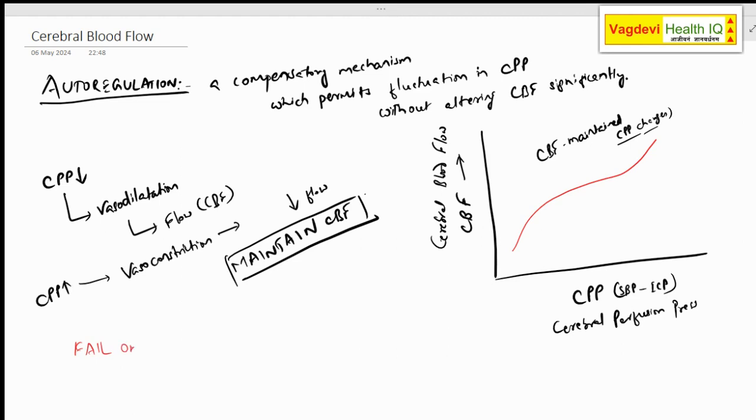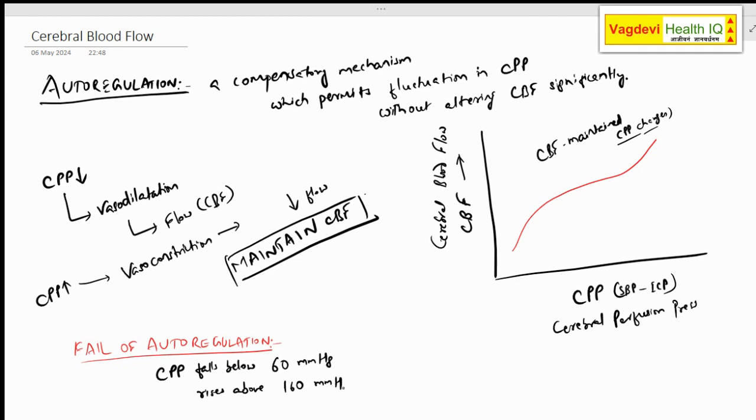Fail of autoregulation, so that you can remember. I will give you the limit. Autoregulation fails when CPP falls below 60 mm of mercury or rises above 160 millimeter of mercury. Okay.